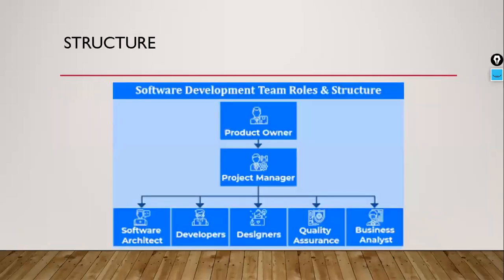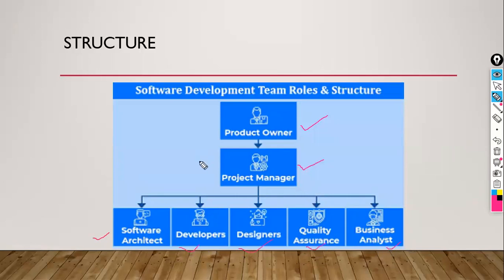So you can ignore these things. Again, this is the structure. Let's go ahead with this also. Initially, the product owner will be there, and then the project manager will be there. Under the project manager, software architect, developers, designers, quality assurance people, business analysts.